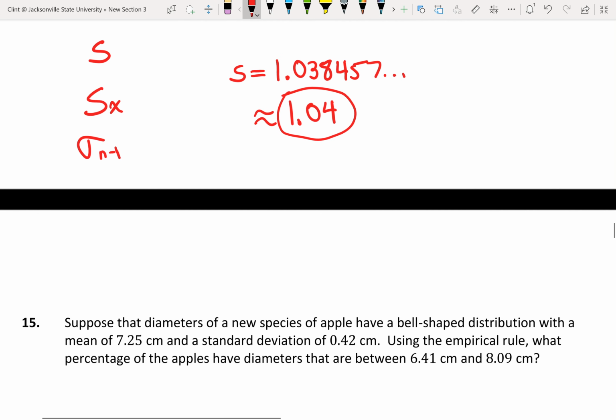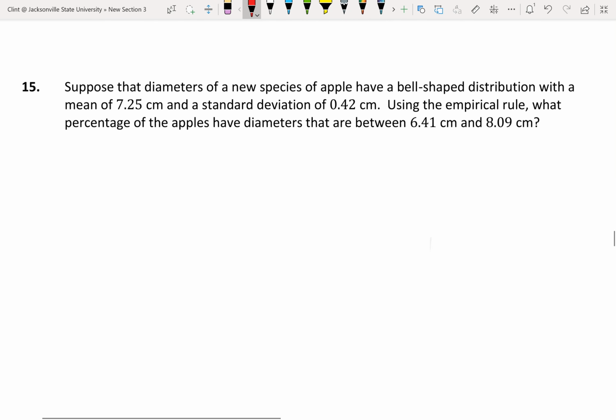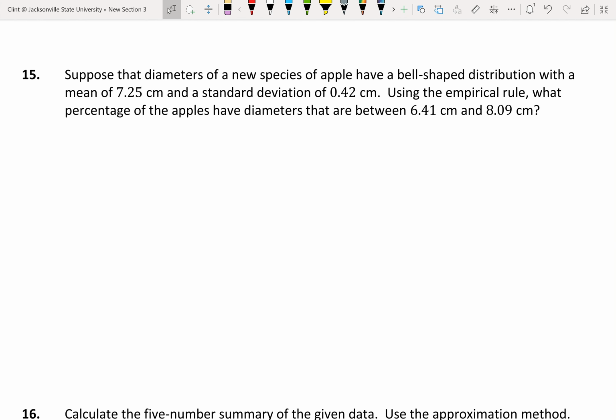Number 15. Suppose that the diameters of a new species of apple have a bell-shaped distribution with a mean of 7.25 centimeters, standard deviation of 0.42 centimeters. Using the empirical rule, what percentage of the apples have diameters that are between 6.41 centimeters and 8.09 centimeters?